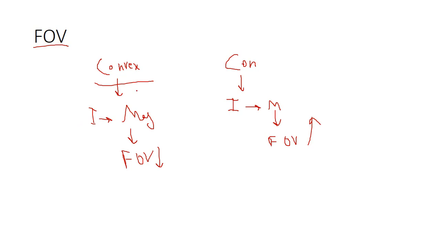Since image is magnified, so when you see through a convex lens, the object appears closer to the eye, and in case of concave lens, objects appear further away from the eye.